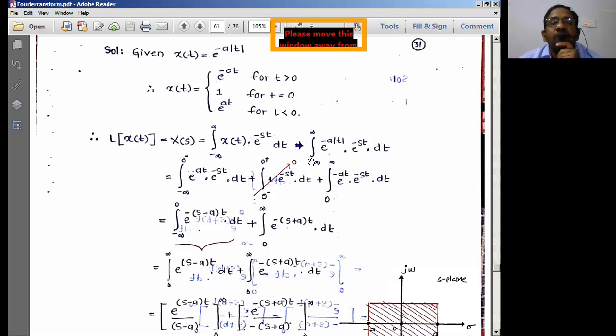That is the formula we have. So x of t is equal to e power minus a mod t into e power st dt. So the same equation is simply going to continue here. After this, see the equation here. Now I'm extending this equation for minus infinity to 0 and 0 to infinity.